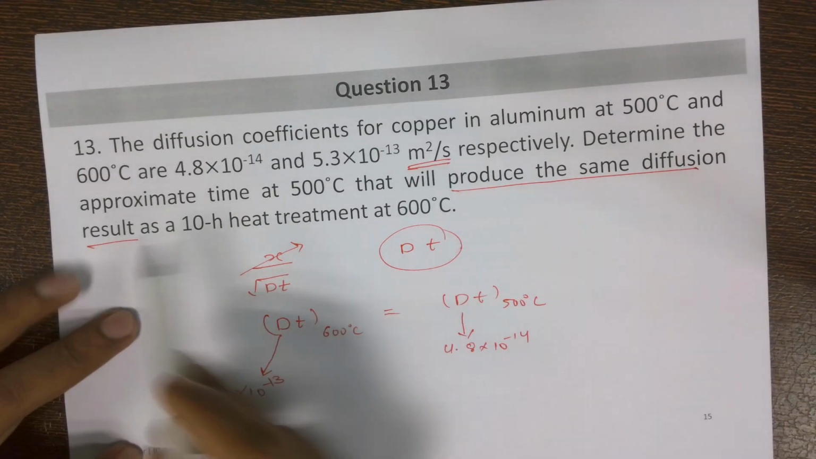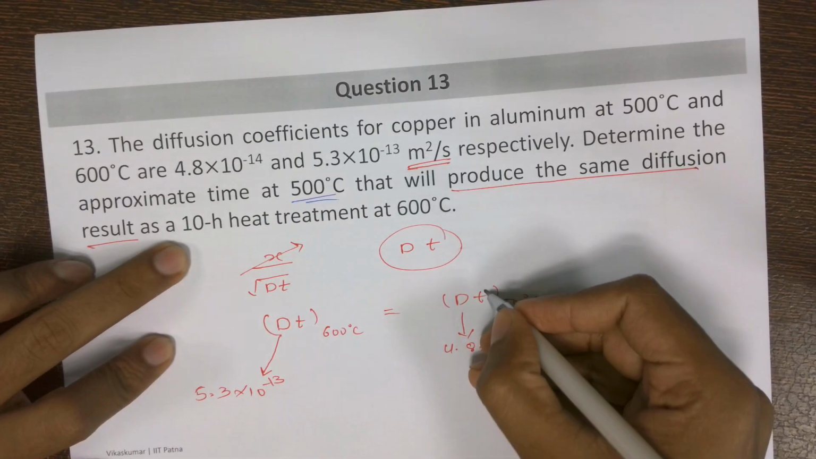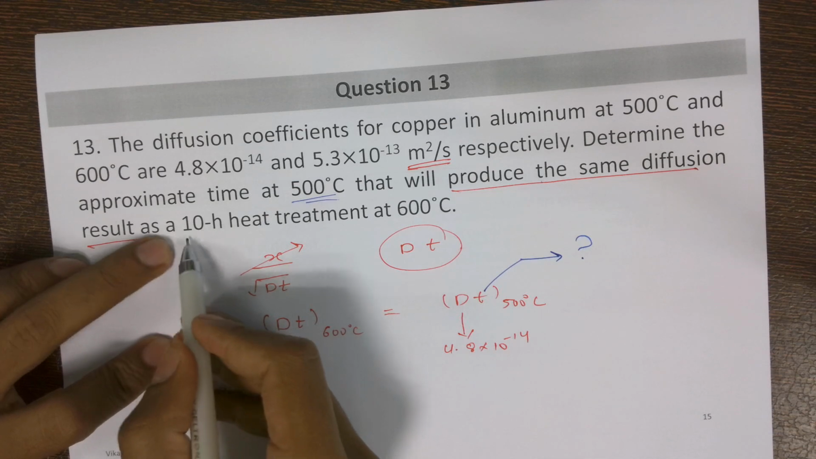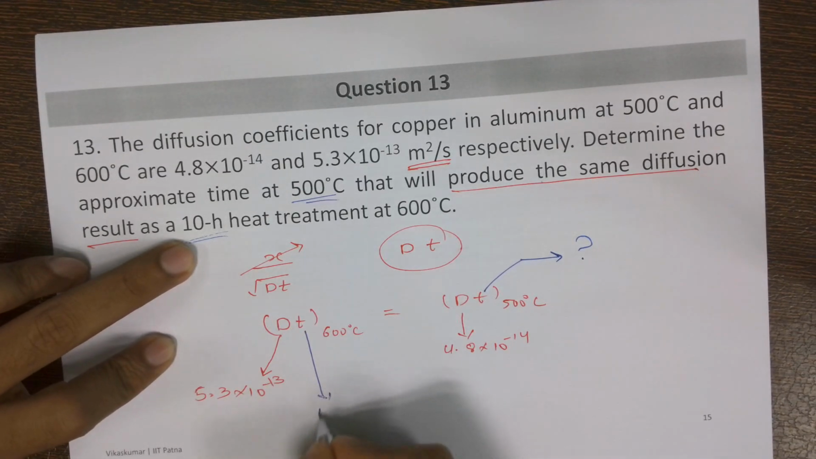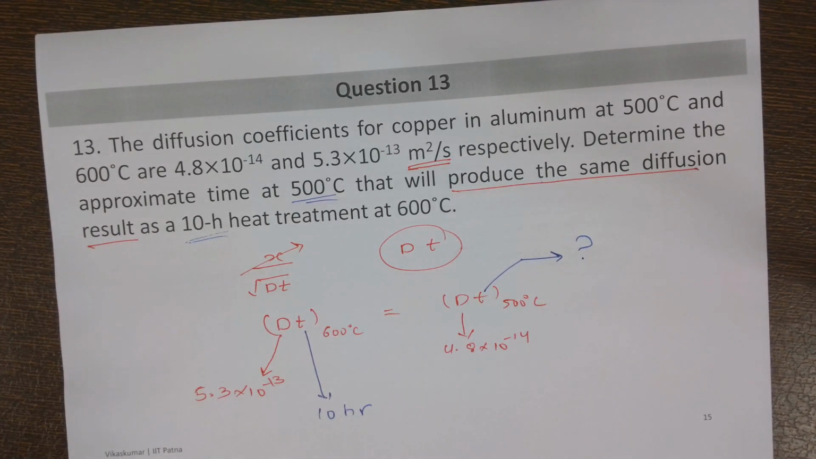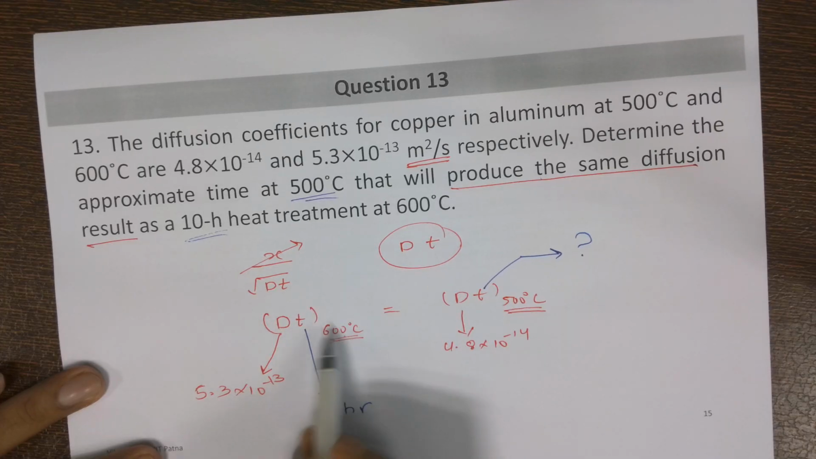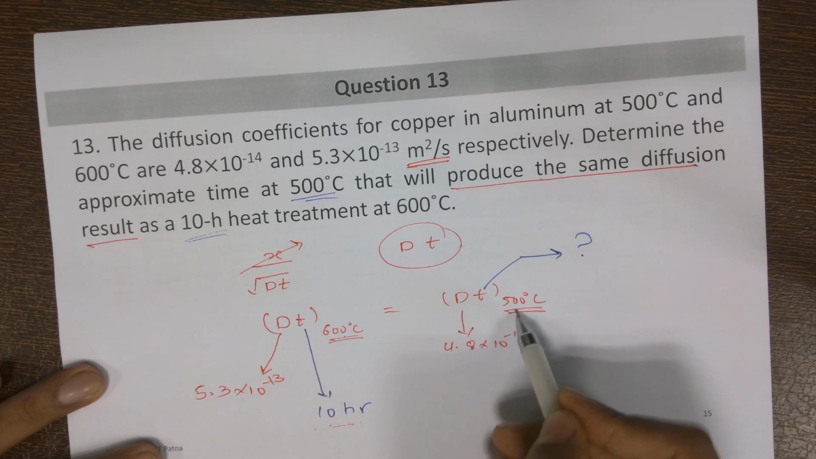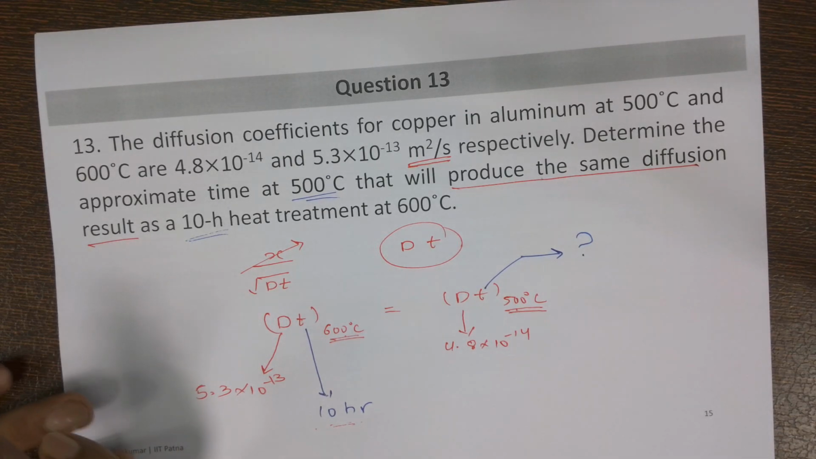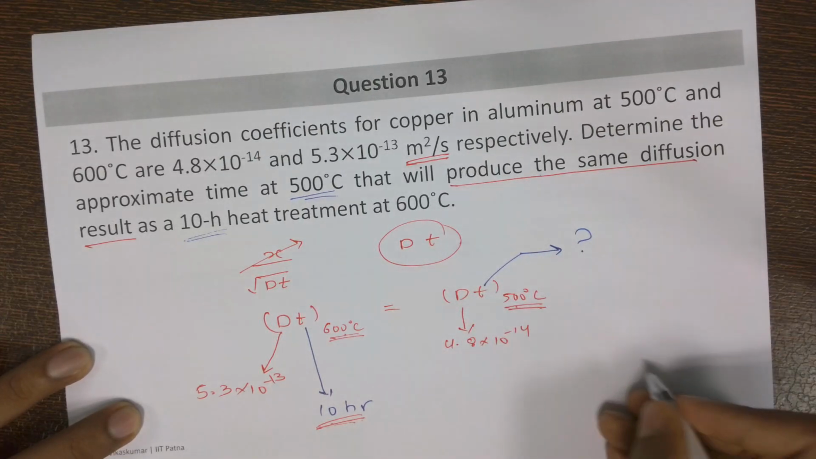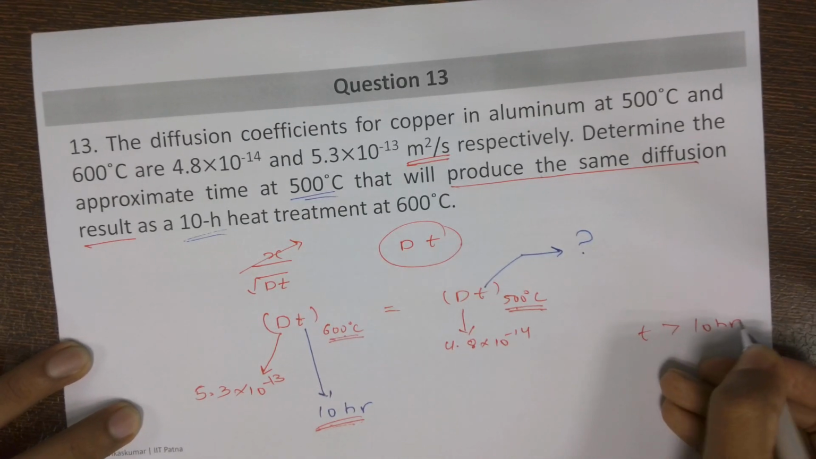Determine the approximate time at 500 degrees Celsius. This is unknown. That produces the same result as heat treatment at 10 hours at 600. Now, very simple. The temperature here is low, and here the temperature is high. At high temperature, the time required is 10 hours. At low temperature, the time required to produce the same result, by intuition we can say, will be higher than 10 hours.